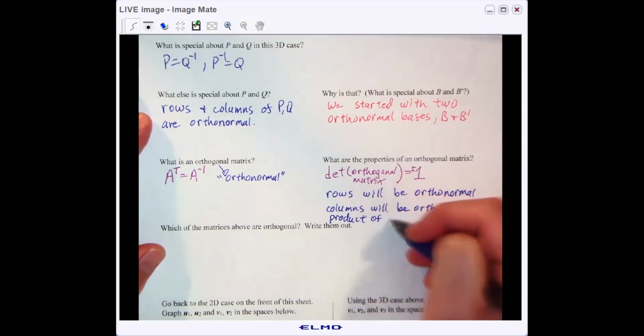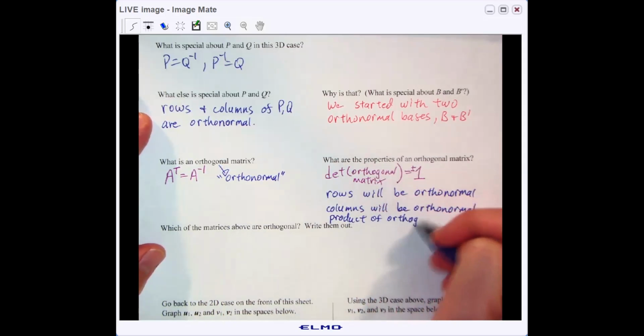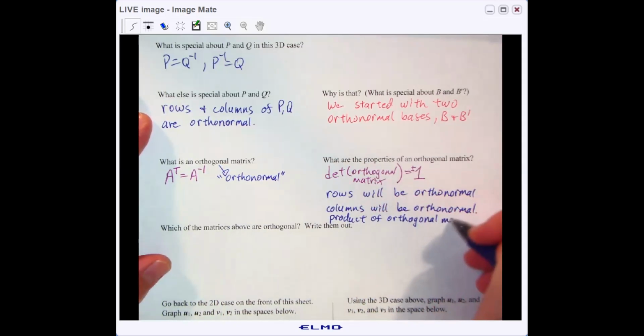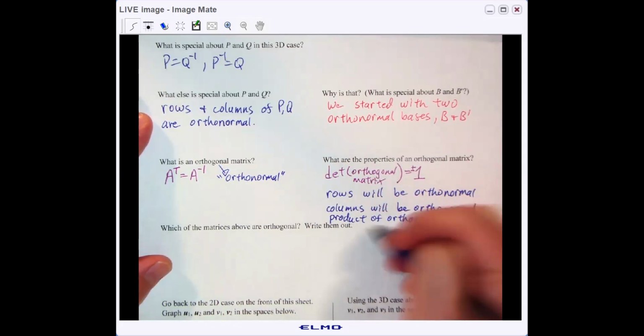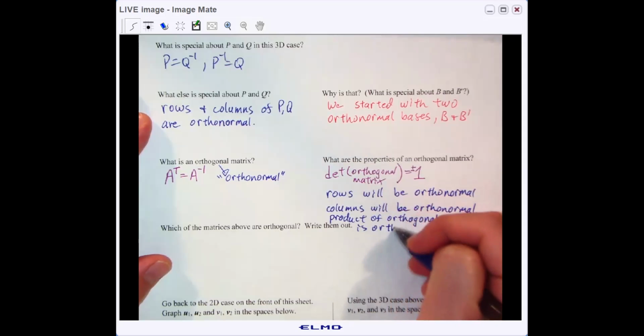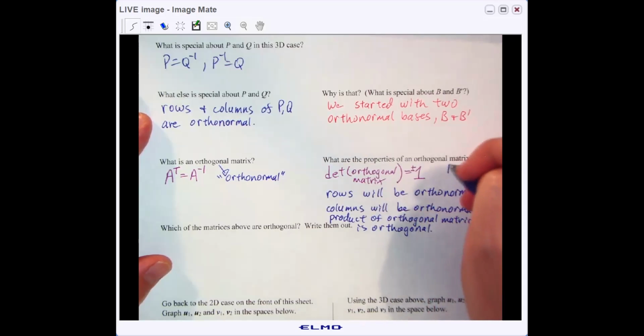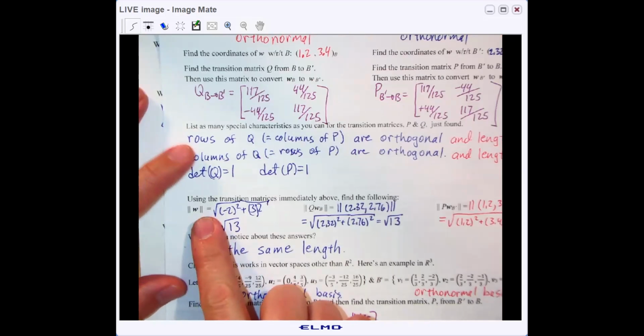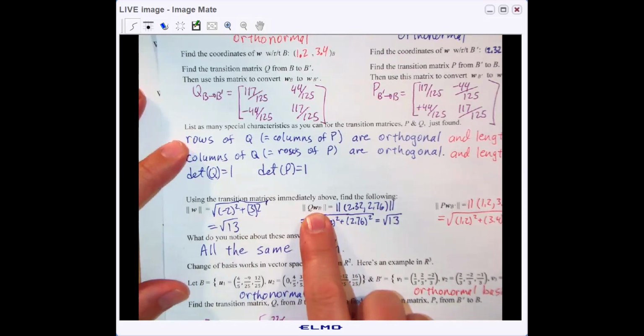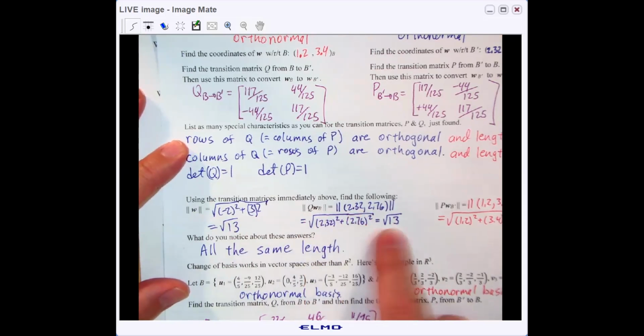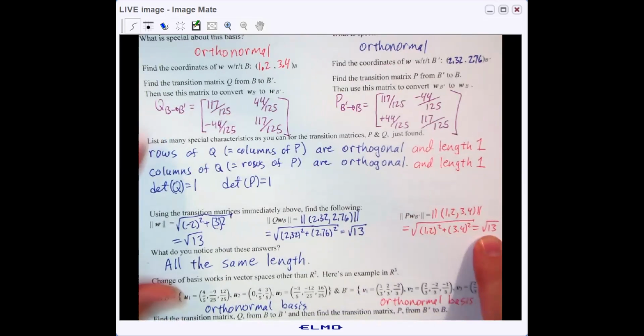The product of orthogonal matrices is orthogonal, and they preserve length, as we saw on the first page. So if I take the coordinates with respect to one basis, multiply by an orthogonal matrix, and find the length using the same inner product, I get the same length, and we saw that over here too. Cool.